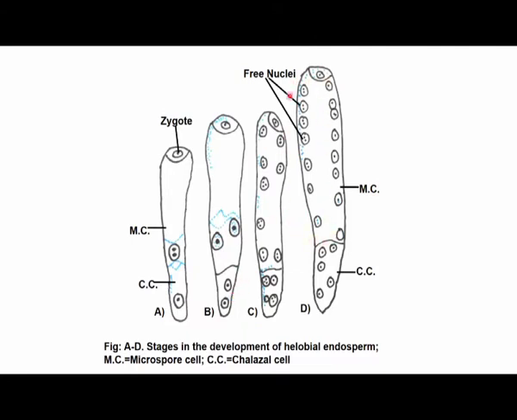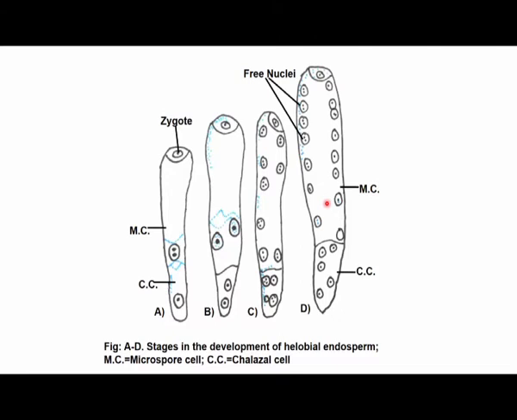So, on the micropylar side it forms multiple free nuclei, and then at the end it follows exactly the similar kind of cell wall formation and other events which we have discussed for the nuclear endosperm. Helobial type of endosperm development is more common in monocot plants, whereas the nuclear type of endosperm development is the most common in angiospermic plants, especially in dicot plants.